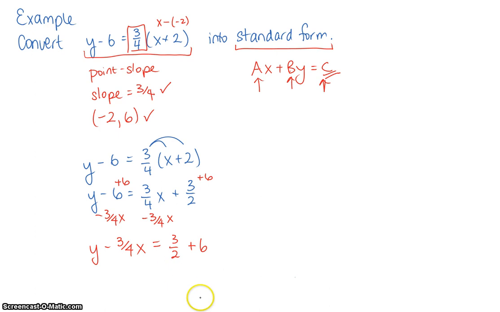We also need to make sure that we're not working with any sort of fractions. And I'm going to move these around so the x comes before the y. So negative 3 over 4x plus y. And when we're working with these guys here, we need a common denominator.